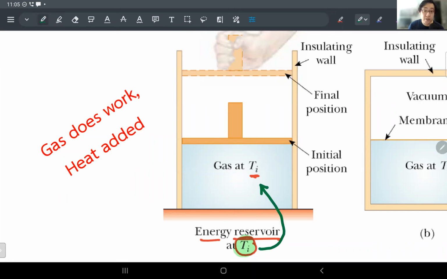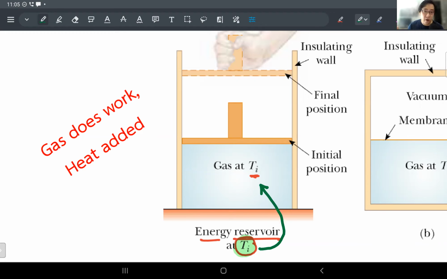Okay, because we assume everything is going to reach equilibrium anyway. So having thermal contact with an energy reservoir also indicates that the gas is already at the same temperature. Cool? So far so good? All right. So think of it this way.